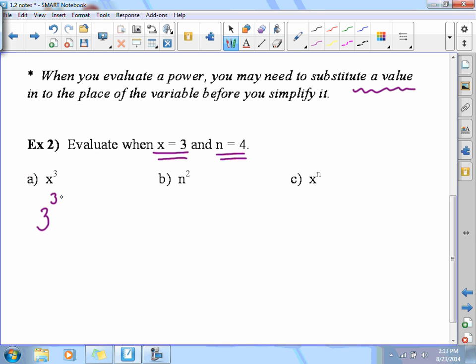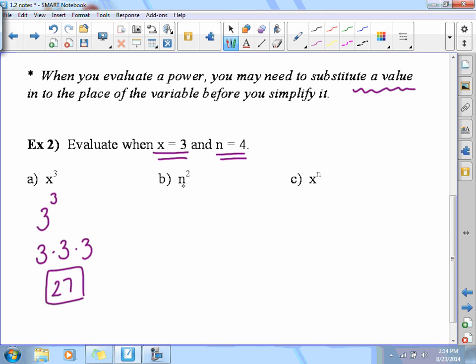Now, 3 to the third, or 3 cubed, means 3 times 3 times 3. So it's the base times itself 3 times. And that will give you a value of 27. So once we know the value of the variable, we can actually get a numerical answer.